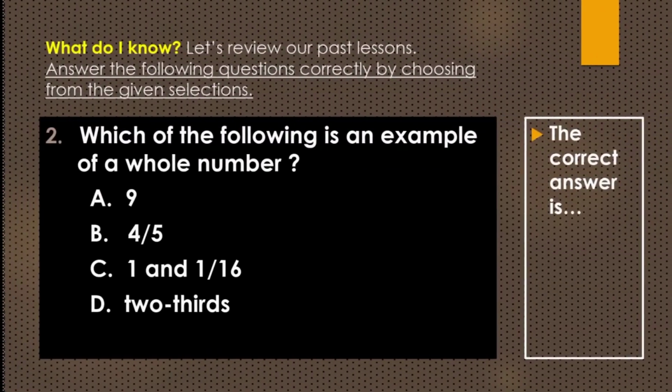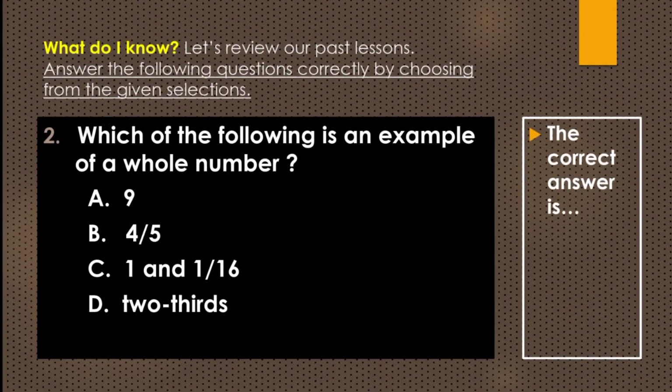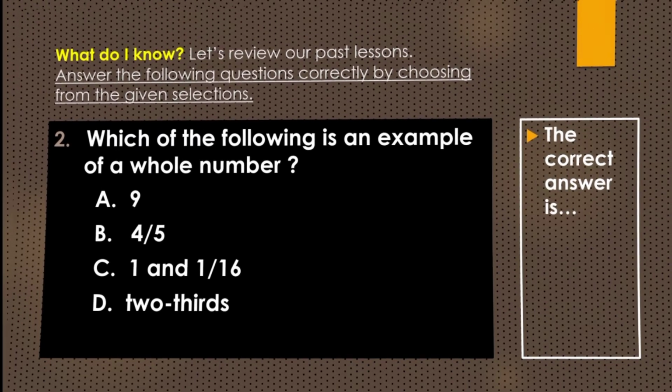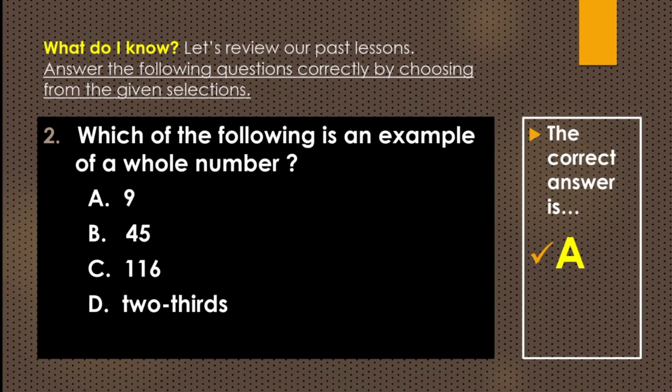Number 2. Which of the following is an example of a whole number? A. 9, B. 4/5, C. 1 and 1/16, D. 2/3. The correct answer is, for number 2, letter A, 9.